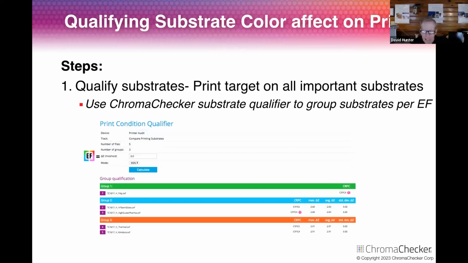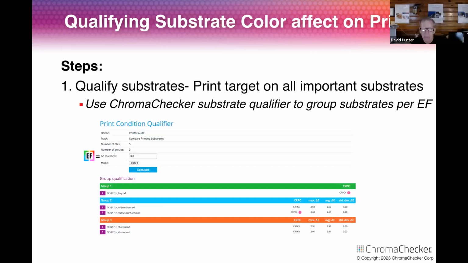So the poly needs its own profile. Group 2 is the semi-gloss and the high gloss pharma. And group 3 is the thermal and the Kimdura. So in this way, for 5 substrates, I need 3 profiles because I'm looking at a fairly tight tolerance of a 3 E factor.